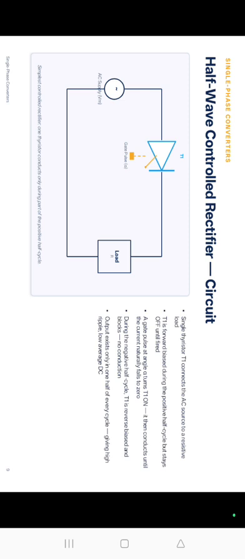Next one is the half wave controlled rectifier. A single thyristor T1 connects the AC source to a resistive load. T1 is forward biased in the positive half cycle but stays turned off until fired. The gate pulse is set at an angle alpha, turning T1 on, and it conducts until the current naturally falls to 0. During the negative half cycle, T1 is reverse biased and blocks, so there is no conduction. Output exists only in one half cycle, which gives high ripple and low average DC.